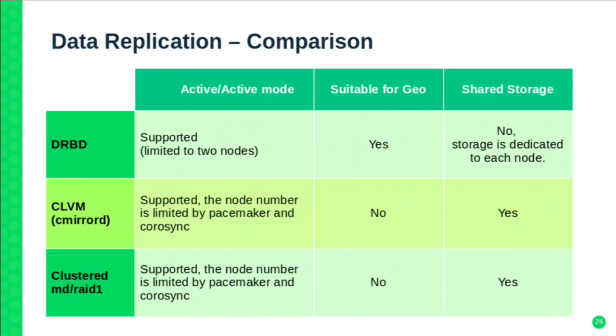Okay, so this is a comparison of different technologies. DRBD, as you can see, supports an active-active model, but only limited to 2 nodes. It's suitable for DR, I think Christopher also mentioned it yesterday, but it is not good for a SAN environment. In the second row, you can see clvm and cluster MD. They are designed for basically the same scenario, used for SAN, not recommended for DR. But the performance is totally different. Both of them can support more than 2 nodes, but the node number is limited by Pacemaker and Corosync because it is the core layer of the whole cluster.